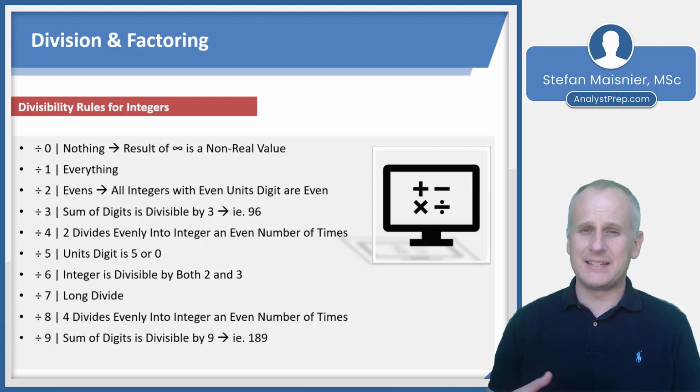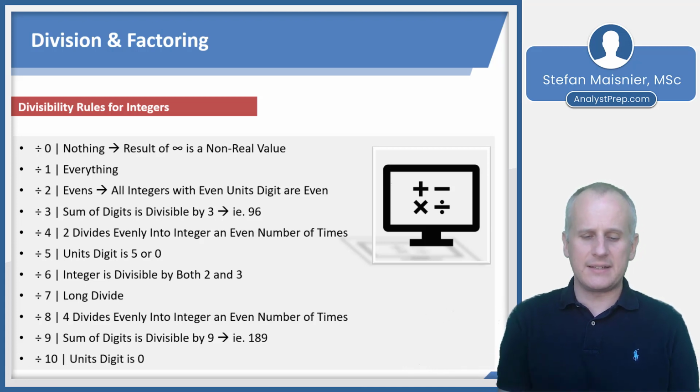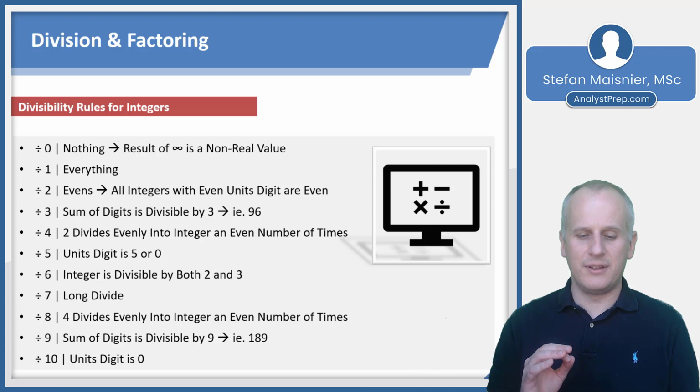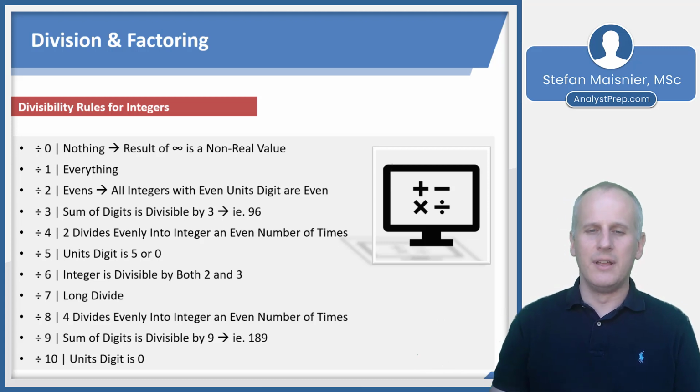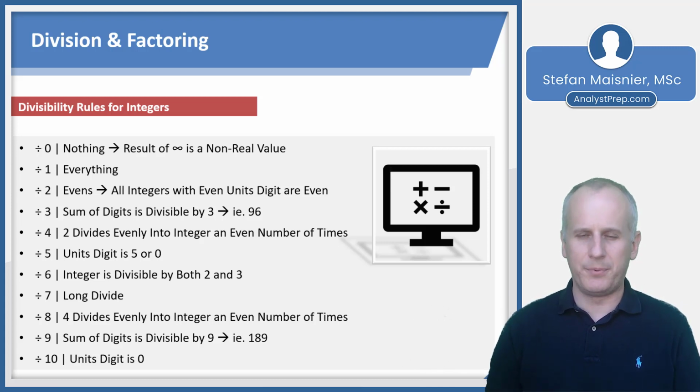For 9, it's the same rule as 3 extrapolated. So if the sum of the digits is divisible by 9, for instance, 189 is divisible by 9 because we know that 1 plus 8 is 9 plus 9 is 18, and 18 is divisible by 9. So 189 itself is divisible by 9. And lastly, of course, if you have a units digit that is 0, you've got a multiple of 10 and thereby divisible by 10, because you could just remove the 0 to divide out a multiple of 10.